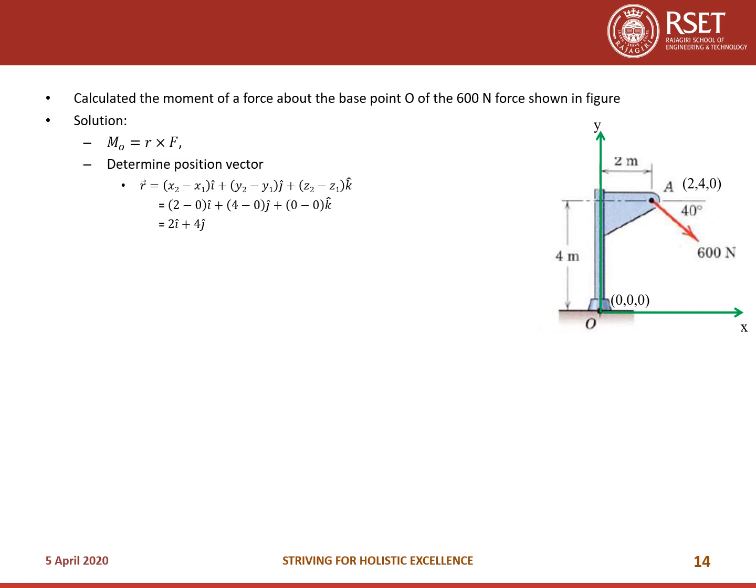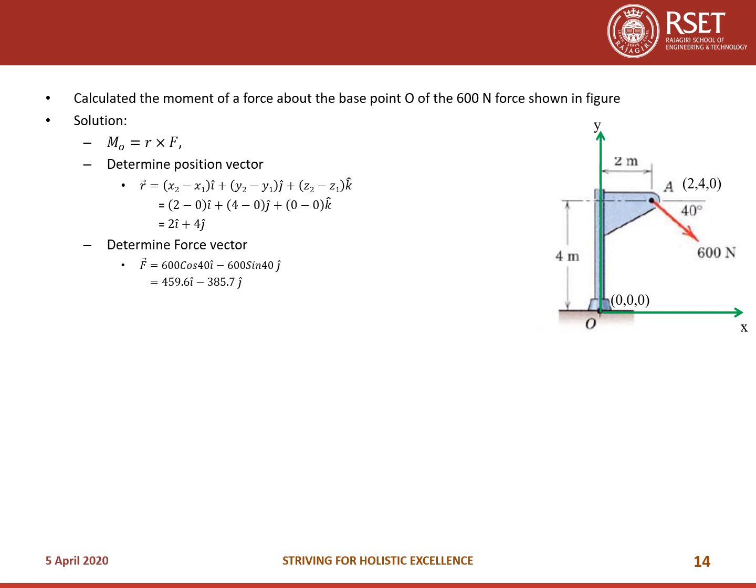So how will you determine the position vector? The position vector is x2 minus x1, so it is from the origin to any point on the line of action of the force. The line of action of the force meets at the point A. If you know the coordinates of A, you can determine the position vector. With respect to O, it is 4 along the positive y direction, so y is 4, and along the positive x direction it is 2. So 2, 4, 0, because there is no component in the z direction. It is a planar case, right? So what is your r? r is equal to 2i plus 4j.